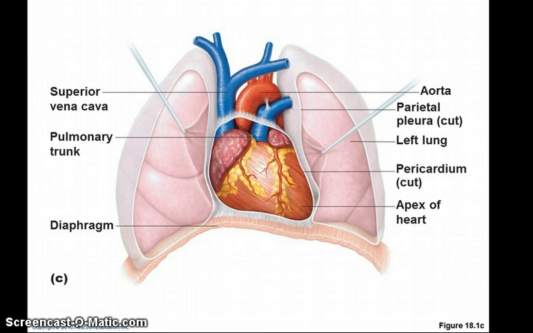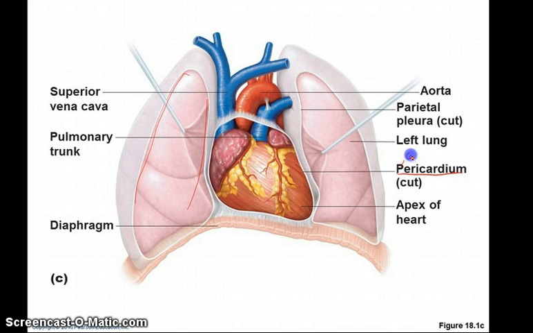This is another view of the heart. So to be a little bit more specific, the heart is in the thoracic cavity, but the thoracic cavity is subdivided into the pleural cavities and the mediastinum. The lungs can be found in the pleural cavities. And the heart here is in the mediastinum. Within the mediastinum, it's surrounded by the pericardium.